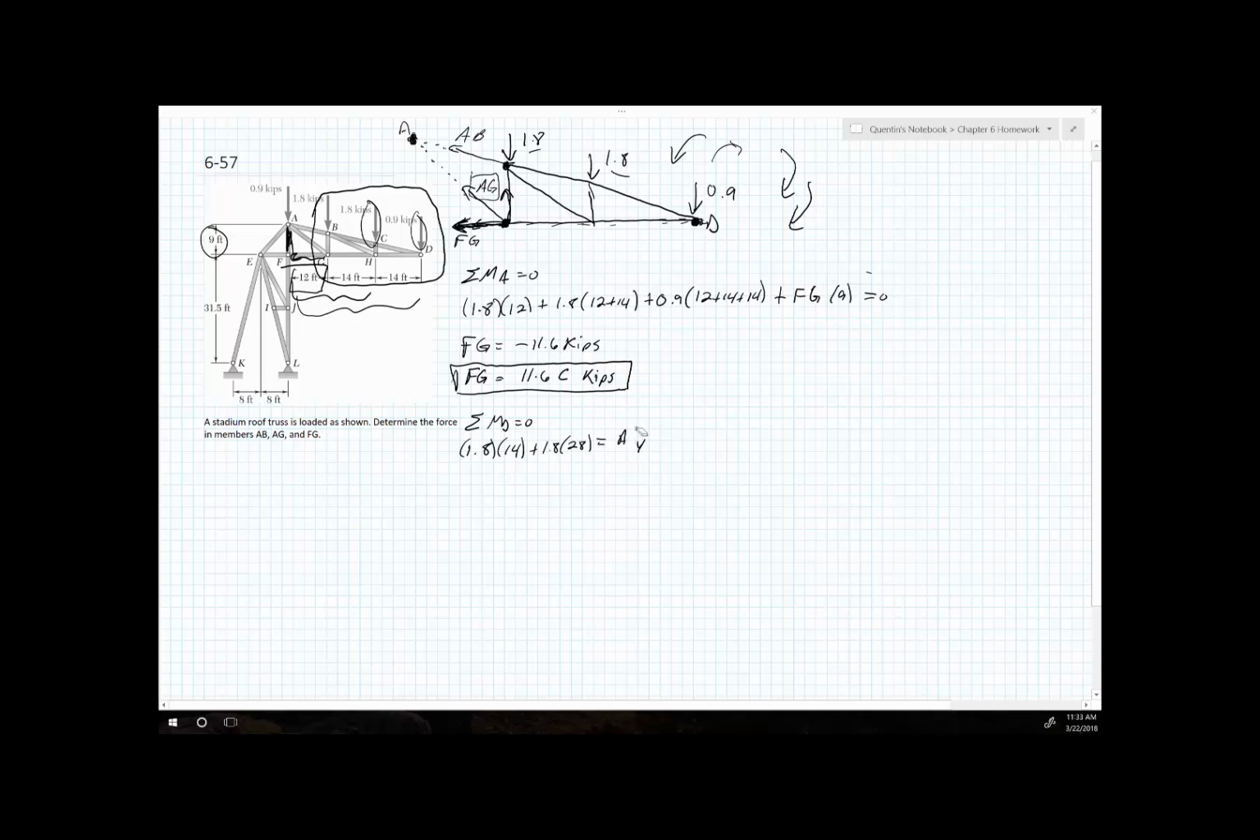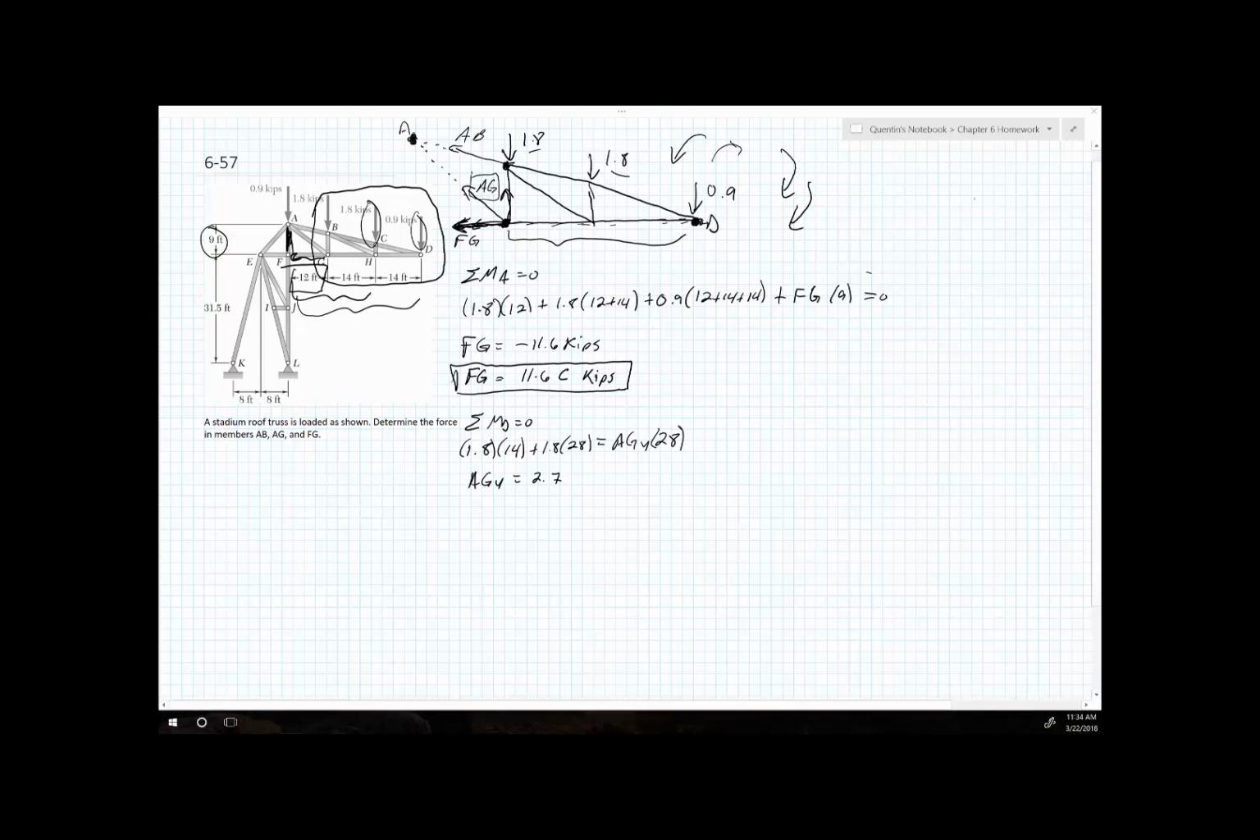Sorry, get rid of that. Try this again. AG in the Y direction times the distance from here to here, which is 28. So therefore, AG in the Y is equal to 2.7. Yay us, and it's positive. But I don't want AG in the Y, I want AG.